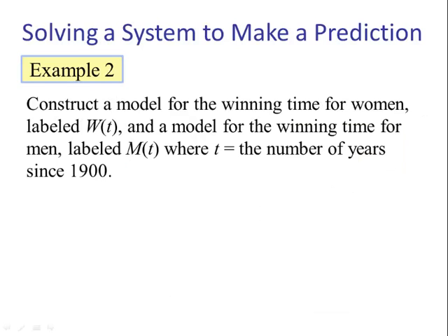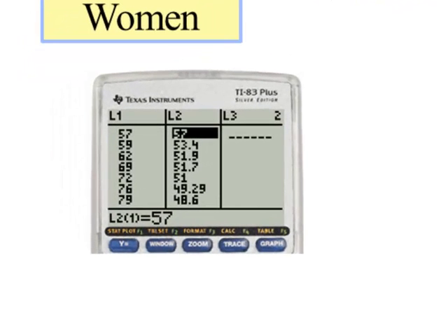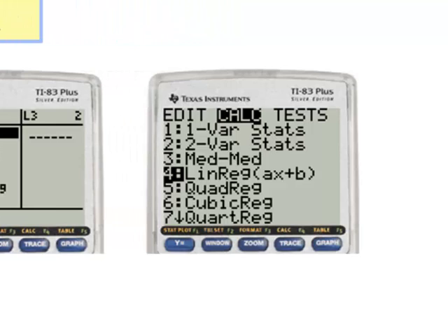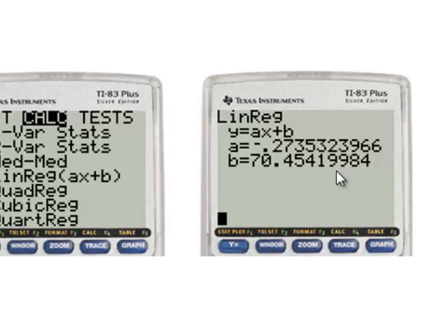Construct a model for the winning time for women, labeled W of T, and a model for the winning time for men, labeled M of T, where T is the number of years since 1900. For women, our first step is to put the data in List 1 and List 2. Once the data is in, we hit Stat, right arrow, number 4, which is linear regression, and we have the line of best fit, where the slope is negative 2.7 and the y-intercept is 70.45.